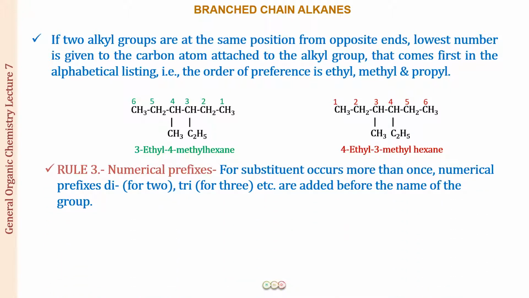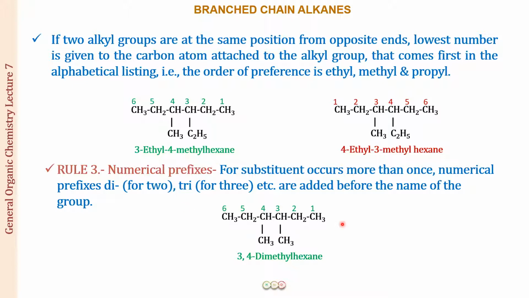Now we move on to the next rule, which is for the numerical prefixes, and I think this will be clear to you with the previous examples as well, that for substituents which are occurring more than once, numerical prefixes like di for 2, tri for 3, are added before the name of the group. So this we have done with the examples in the prior ones also. This you can understand with one more example.